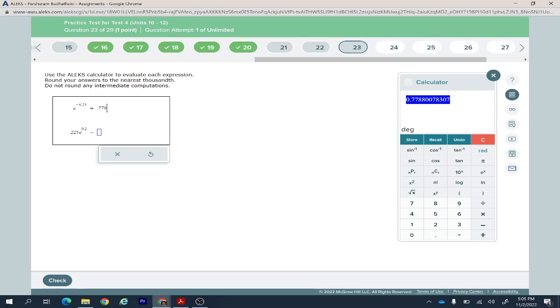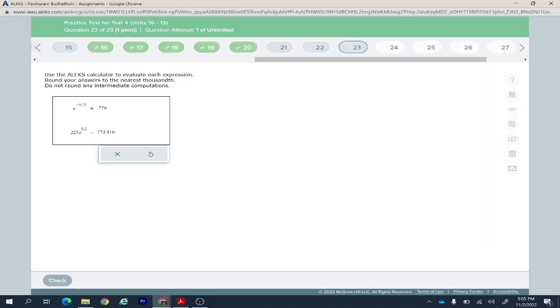0.779. By doing the same thing, just find this: 225 times e to the power 0.2 times... 274.816. 274.816 if you round it to the nearest thousandth.